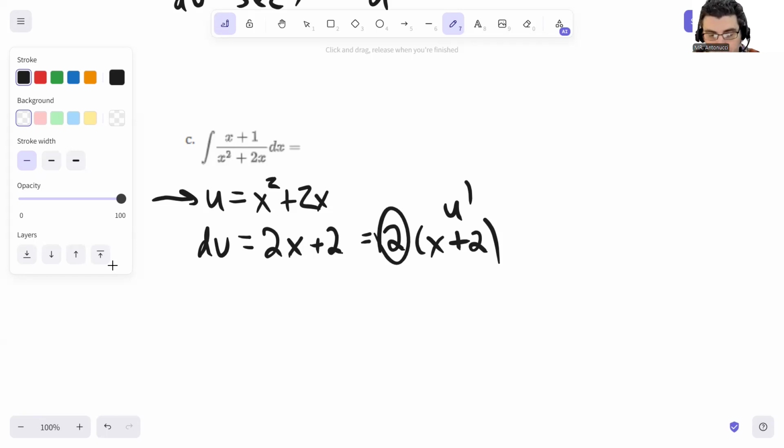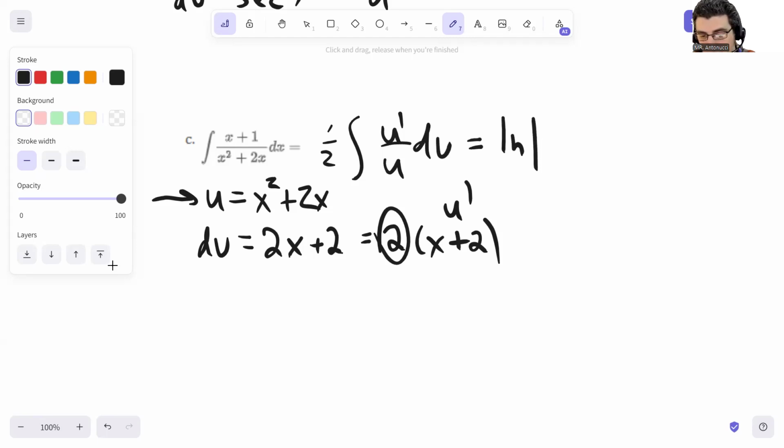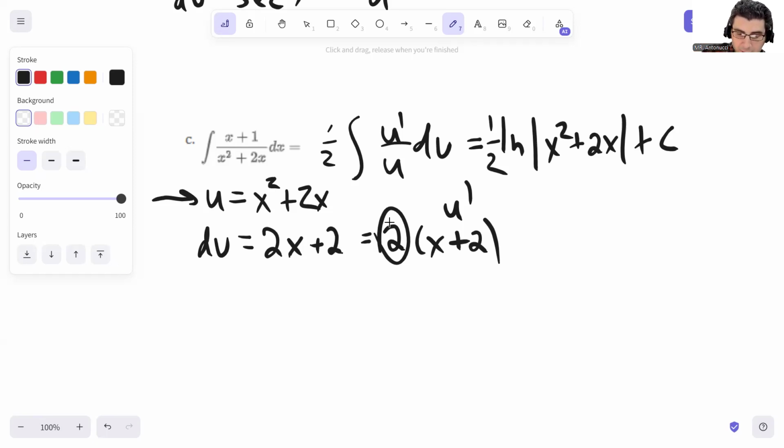This is going to introduce a 1/2. So this is equal to 1/2 the integral of u prime over u du, which is equal to natural log absolute value of x squared plus 2x plus c. Don't forget that 1/2 in the front there. Okay, so because the derivative was actually twice what the numerator is, there had to have been a 1/2 there to cancel it out. I kind of think of it like that.